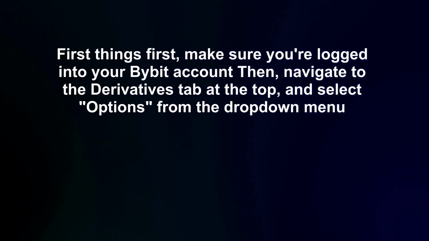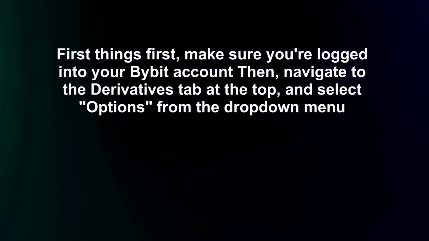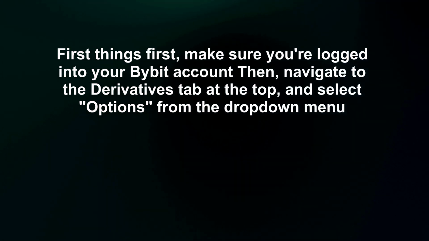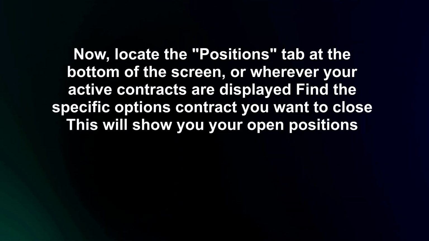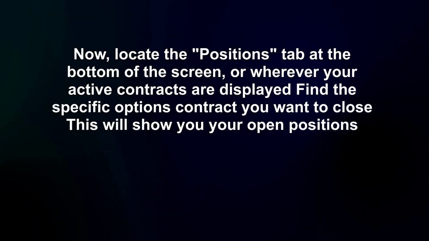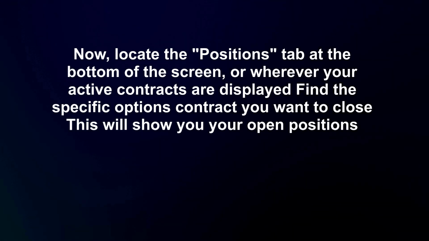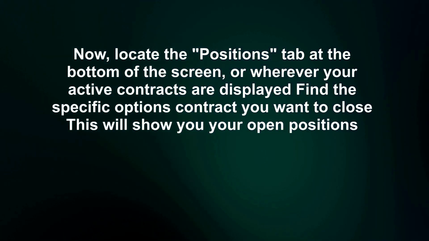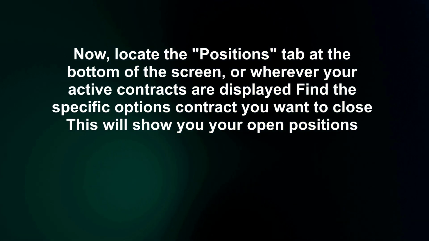First things first, make sure you're logged into your Bybit account, then navigate to the Derivatives tab at the top and select Options from the drop-down menu. Now, locate the Positions tab at the bottom of the screen, or wherever your active contracts are displayed. Find the specific options contract you want to close. This will show you your open positions.